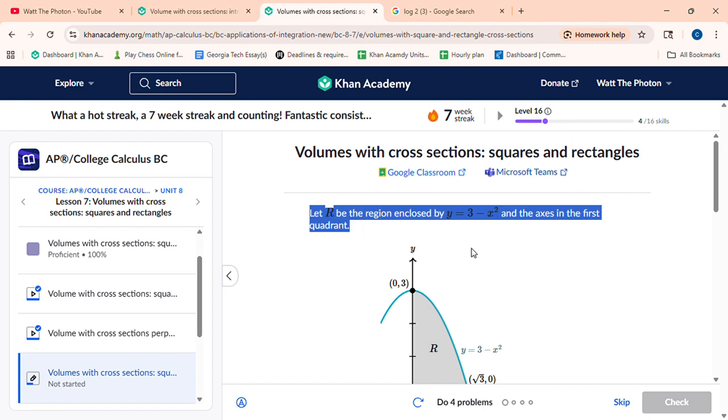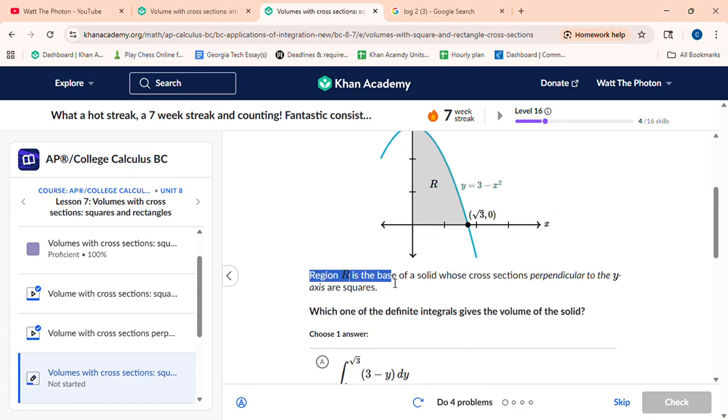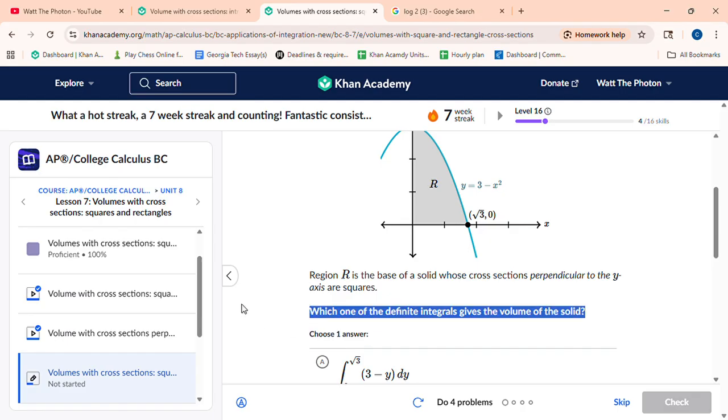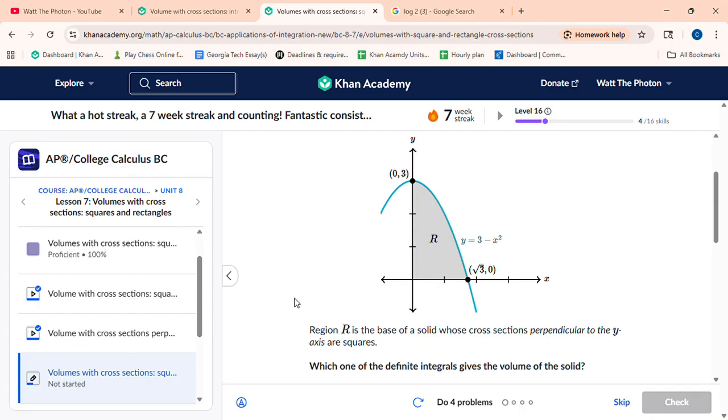Let Q be the region enclosed by y equals 3 minus x squared and the x-axis in the first quadrant. Region R is the base of a solid whose cross sections perpendicular to the y-axis are squares. Which of the following definite integrals gives the volume of the solid? So we're going to have the area. It's perpendicular to the y-axis.